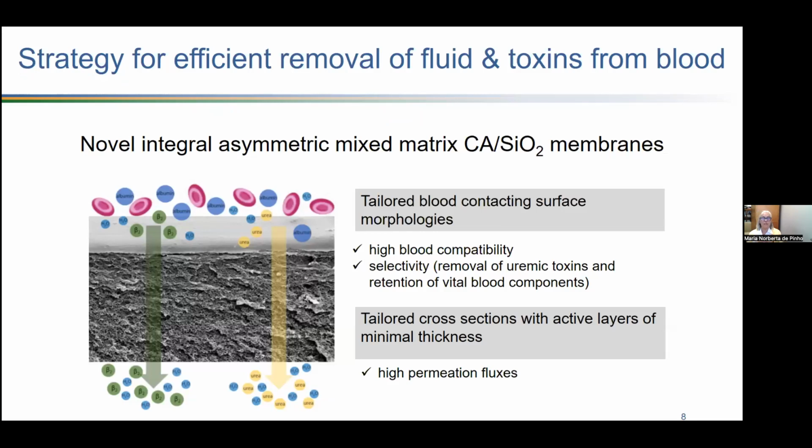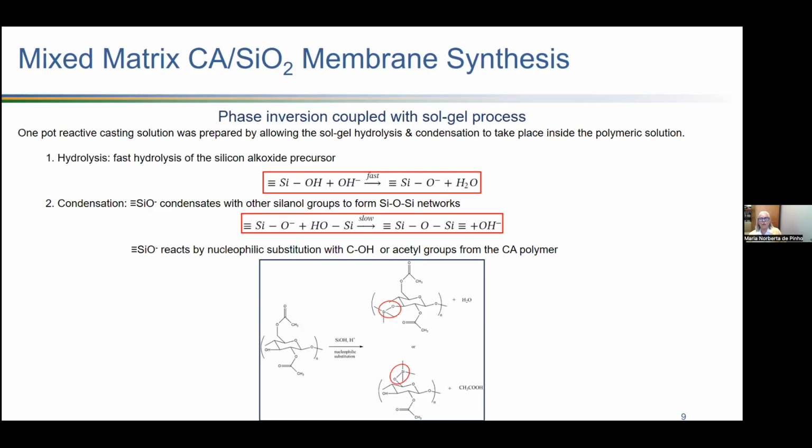Okay, so very simply, what we do with the asymmetric mixed matrix membranes, we want to remove the toxins and keep the vital components of the blood, and we can tailor almost as we want the surface morphologies of the dense layers, and also we can have active layers with minimal thickness, leading to high permeation fluxes. And for that, what did we do?